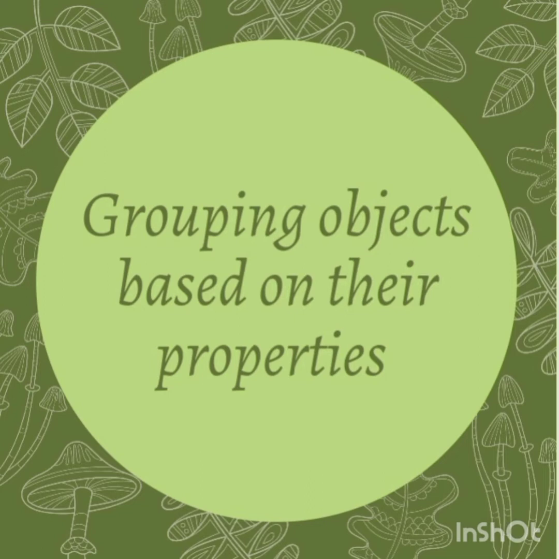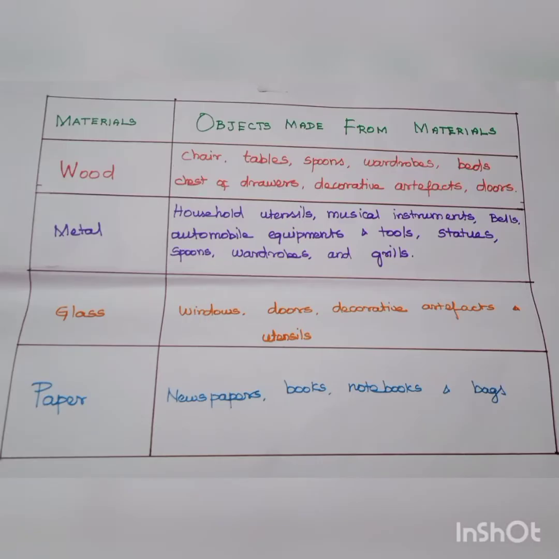On the other hand, one material could also be used for making different objects. For example, wood is used for making furniture as well as spoons, decorative artifacts, doors, etc. Also, the same object can be grouped in different ways based on different properties. Now, we will show you the table with examples of objects made from materials.